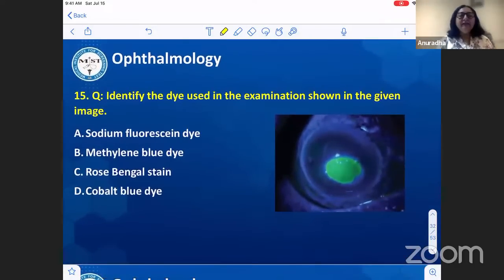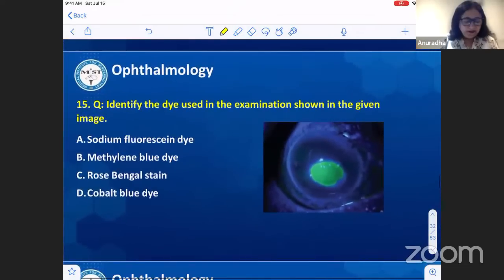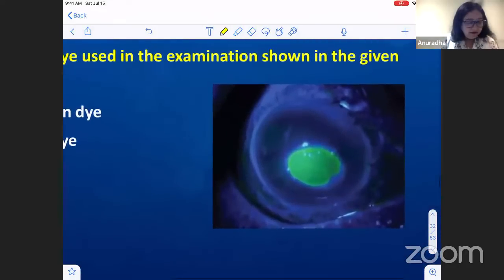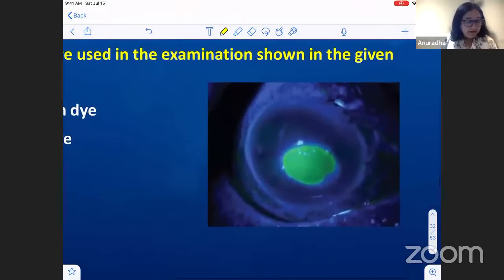Identify the dye used in the examination shown in the given image. Which dye is being used in the examination shown in the given image? Is it a sodium fluorescein dye? Is it methylene blue dye? Is it a rose Bengal stain or a cobalt blue dye? Looking at the image here, you are seeing this dye is causing a greenish staining of the cornea.